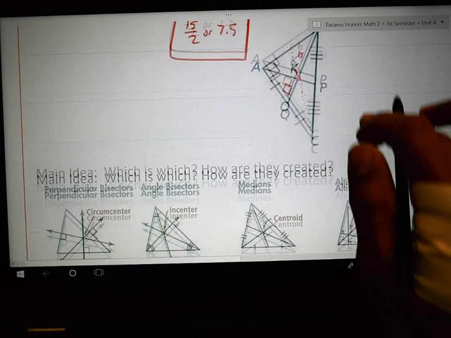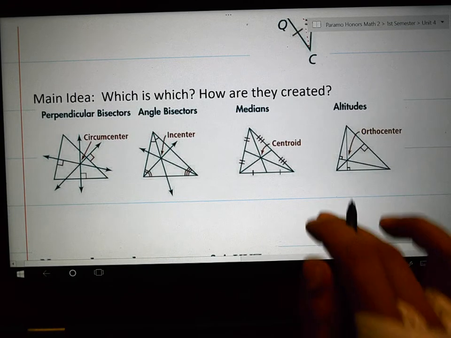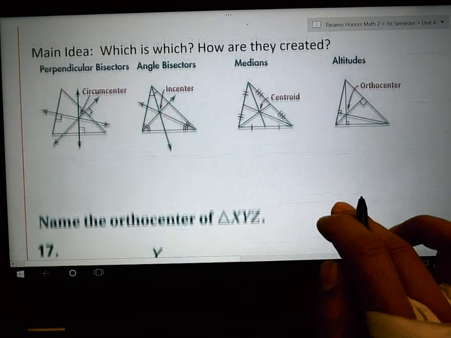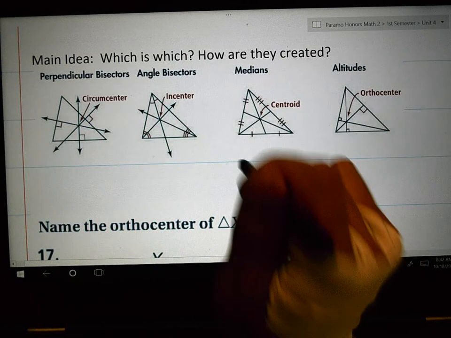Last example. Oh, not last example. My last example is number 17. But I threw this in here in your notes. It's in your book, so you don't need to write it down.